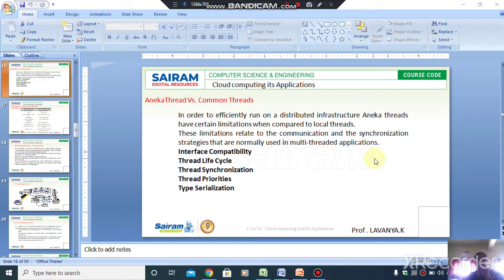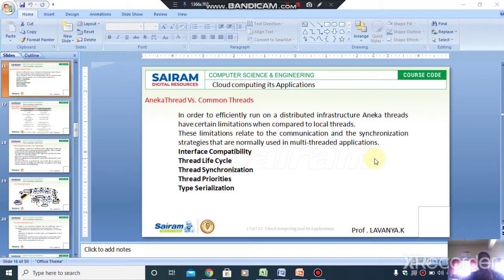Then what are the local threads as well as the Aneka thread? The local thread is something where we create a class, for example System.Thread. That is a local thread.